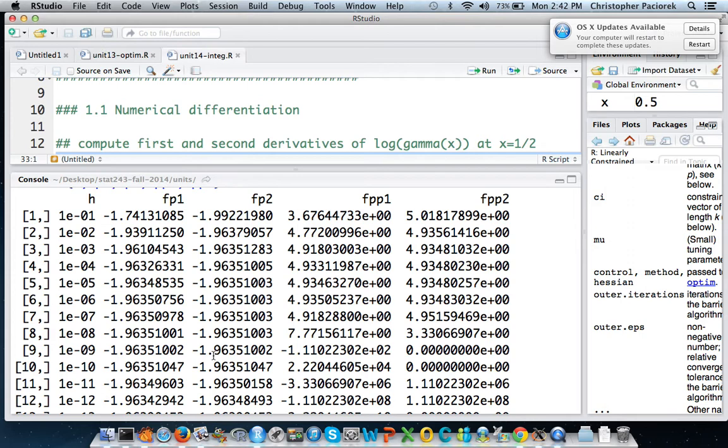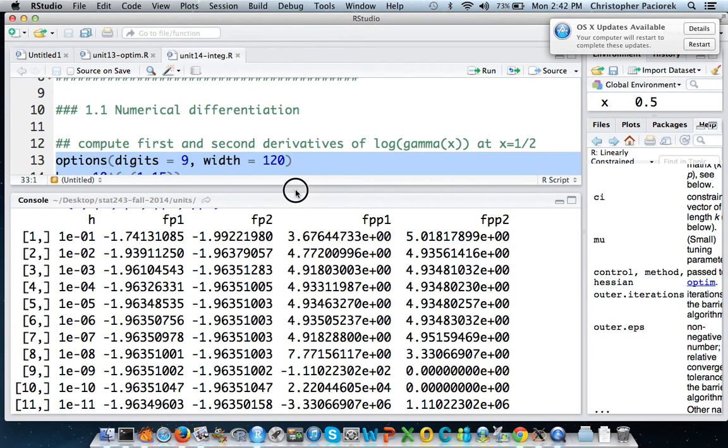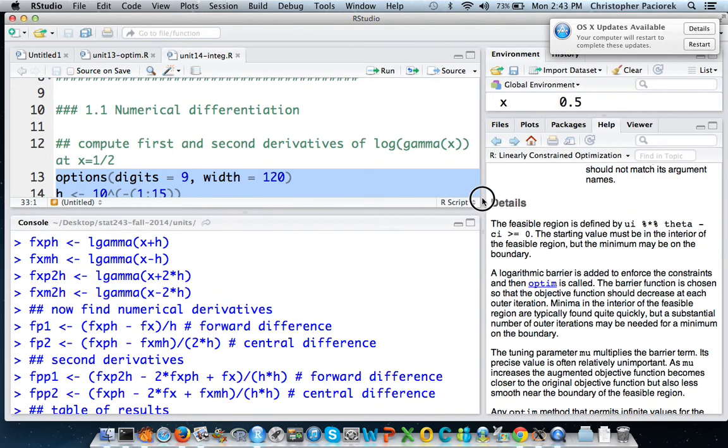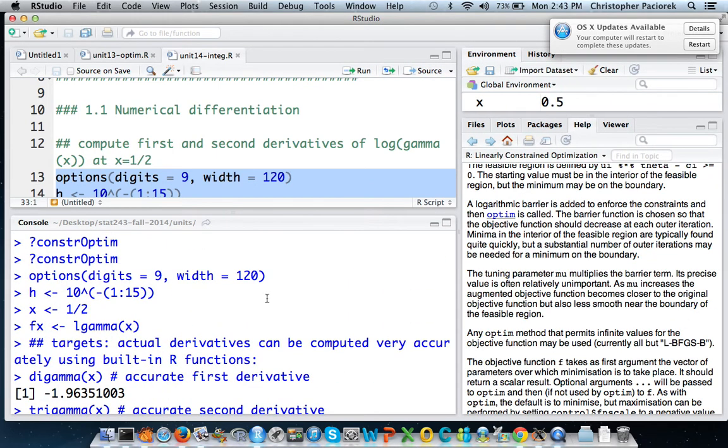So the higher order the derivatives, the worse this is, and more generally, you want h to be somewhat small, but you don't want it to be too small, or these numerical issues will come into play. Okay, any questions about that? Comments?